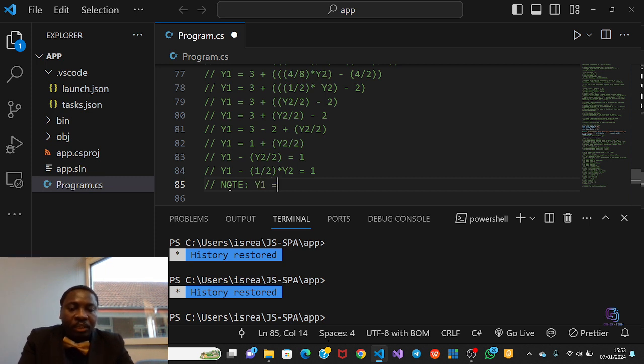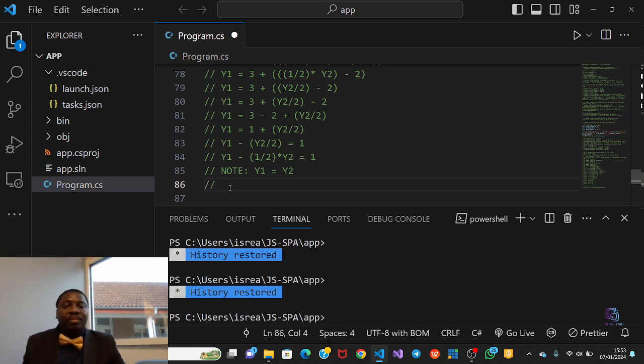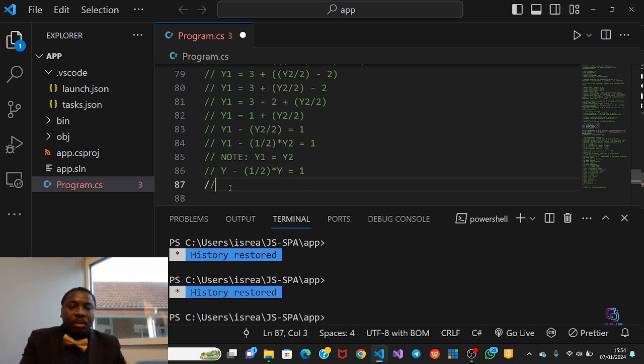y1 is the same as what? Y2 using variables. So since we have that, now y1 is the same as what? Y2. So we can say y minus 1 over 2 multiplied by y is equal to 1. So I can say it as 1 minus half of y equal to 1. So 1 minus half is what? 1 over 2. 1 over 2 times y is equal to 1.